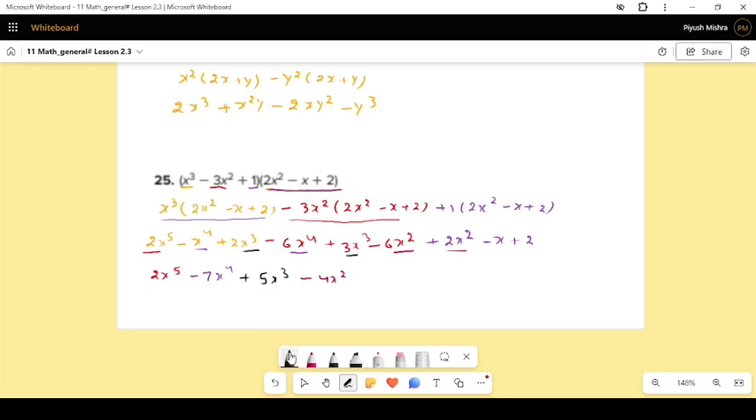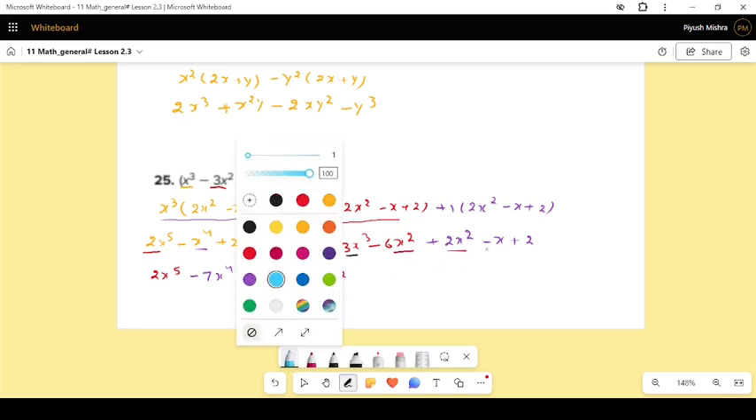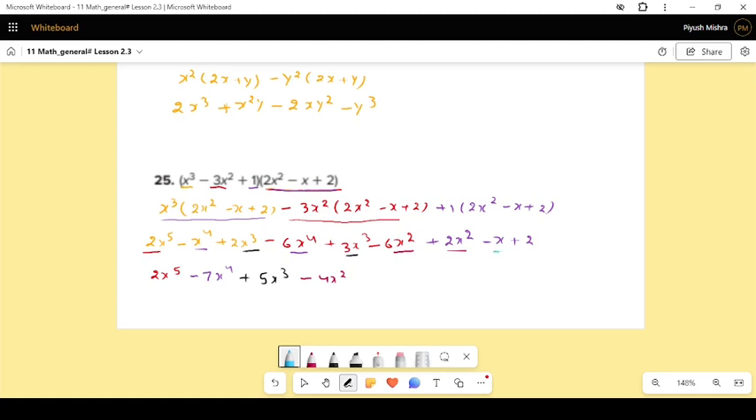Then I am changing the color again. So let us suppose this color I am taking. So I will be checking for only x. So I can see only x is written here. So minus x and then constant 2. So this is going to be your answer.